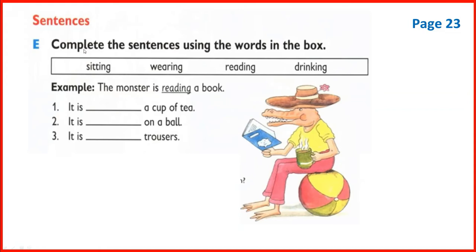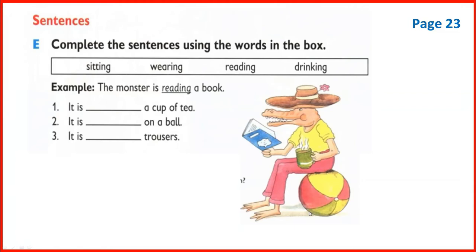Now, the next question, sentences. Question E. Complete the sentences using the words in the box. Read again. Complete the sentences using the words in the box. What are the words? Sitting, wearing, reading, drinking. Dear student, this is a monster.